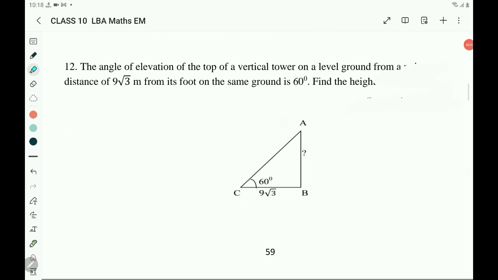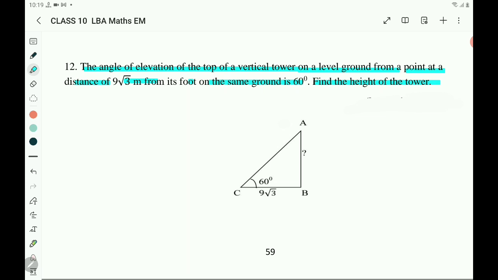Then question number 12. The angle of elevation of the top of a vertical tower on a level ground from a point at a distance of 9 root 3 meter from its foot on the same ground is 60 degree. Find the height of the tower.